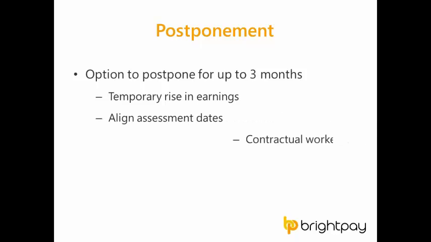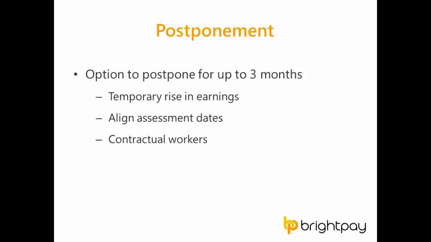Employers have the option to postpone AE for one or more employees for up to 3 months. Postponement can be useful for a number of reasons. It allows you to avoid enrolling employees who may have a temporary rise in earnings. It lets you align assessment dates with pay periods or tax periods. It allows for short-term workers who are employed for less than 3 months.